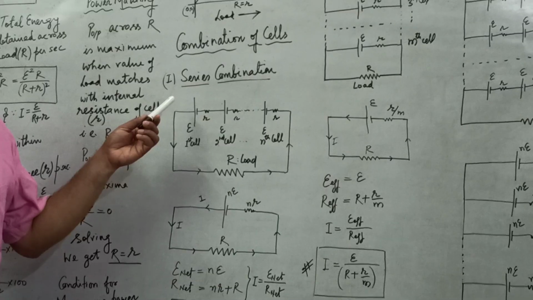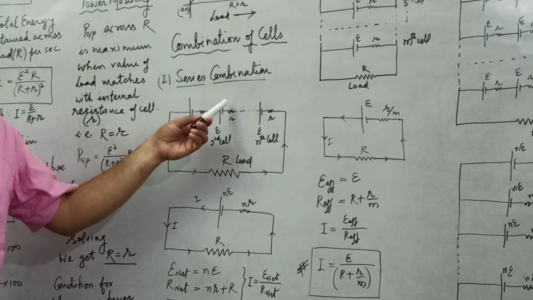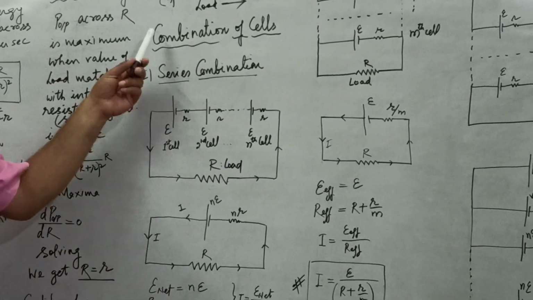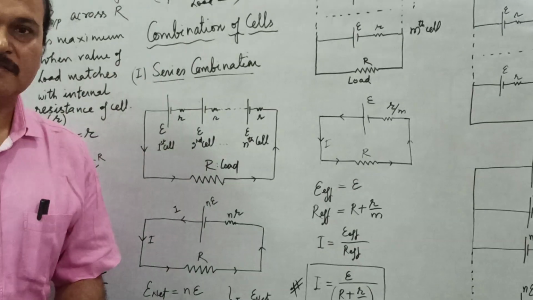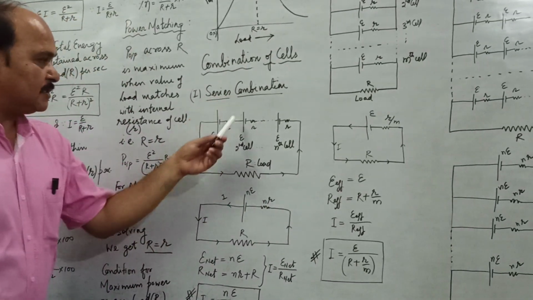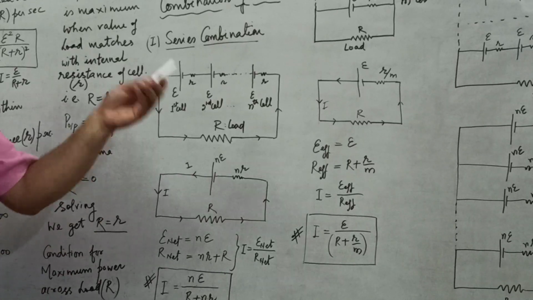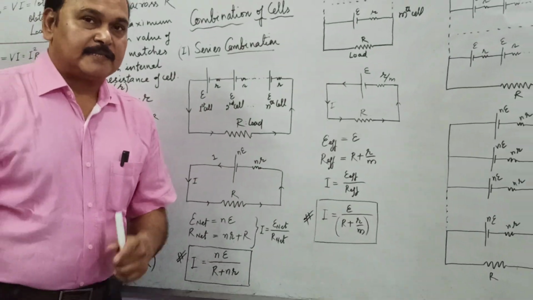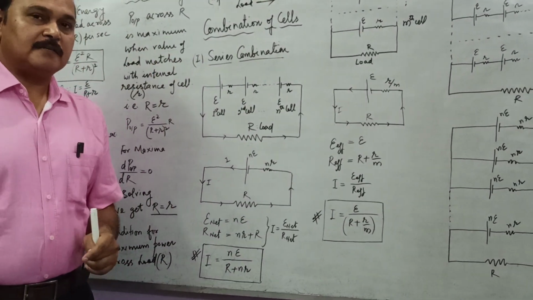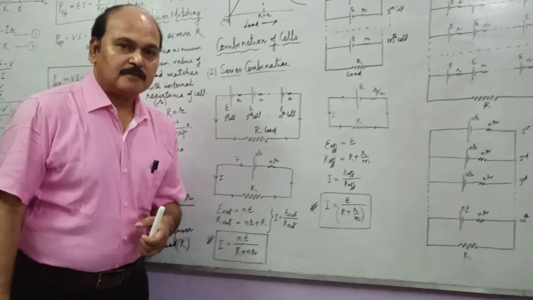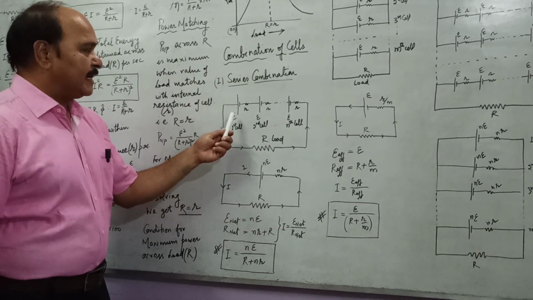Now let us study combination of cells. In combination of cells, we are going to study 3 different combinations. The very first one is series combination, and in all these combinations we have taken a cell whose EMF is E and internal resistance is r. In series combination we have n such cells.